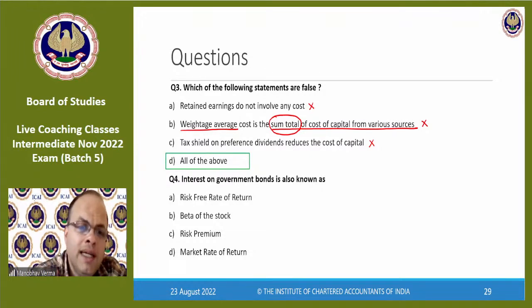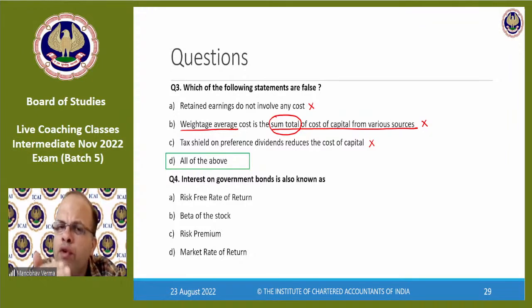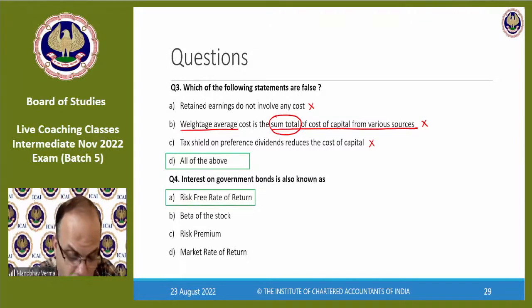For question number 4, guys, interest on government bonds. Did we discuss something on the last slide in the last class? I showed you how the risk increases from government bonds to corporate bonds and to equity shares. So the interest on government bonds is definitely the risk-free rate of return. I think for question number 4, most of you got it correct. There are only 1 or 2 students who mentioned D, but the rest of you mentioned option A. It is not market rate of return.